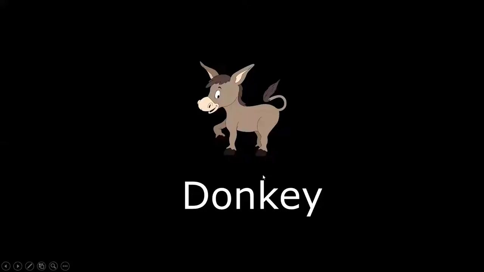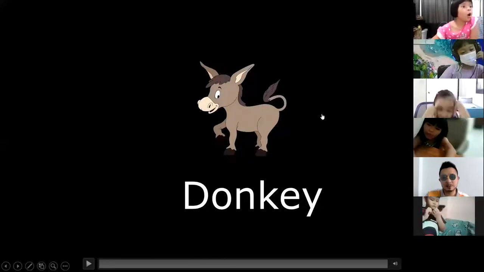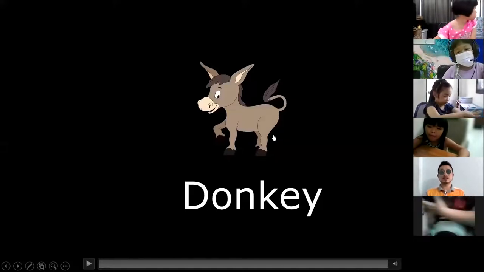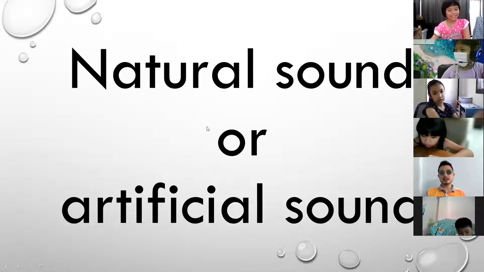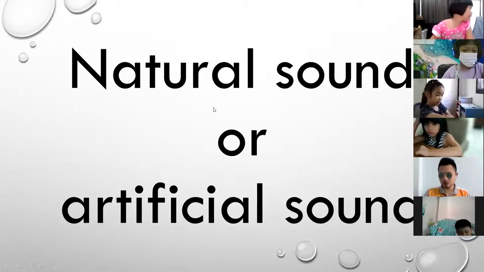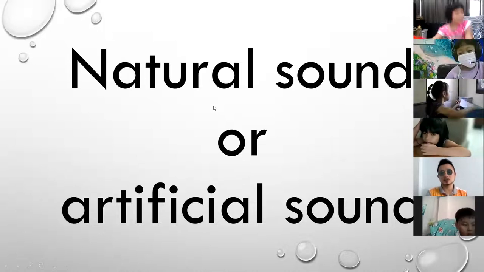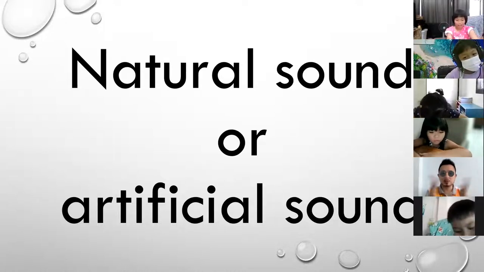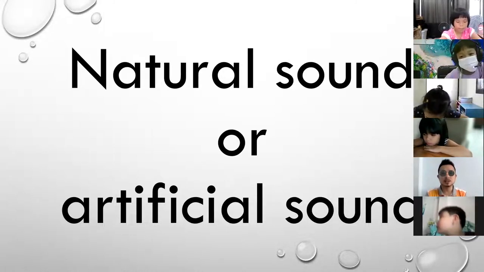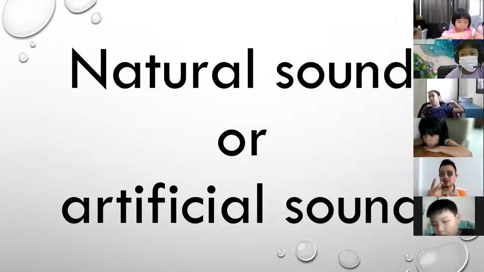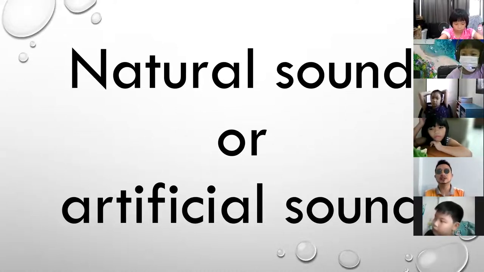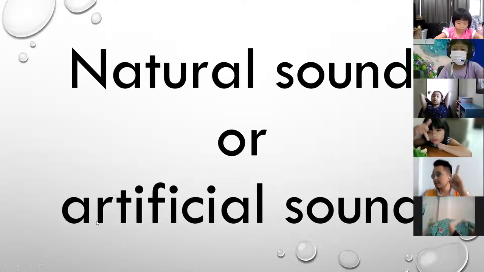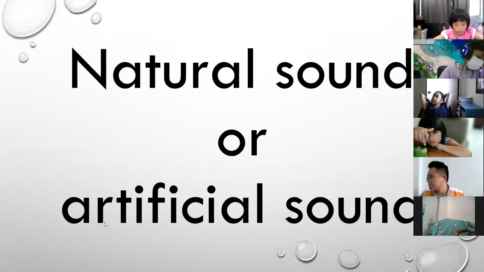Right? So next time, we will be learning about artificial sound and natural sound. So I think that's all for today about the sound. We will focus only on the sound. And we learned that sound is coming from a vibration of an object. Anything that vibrates will produce a sound. And remember, there are two types of sound sources. We have the natural sound and artificial sound.